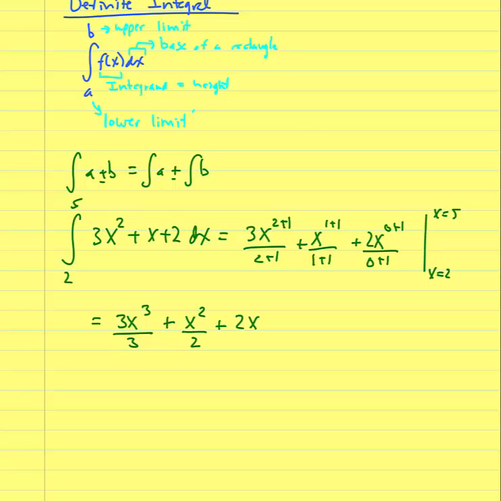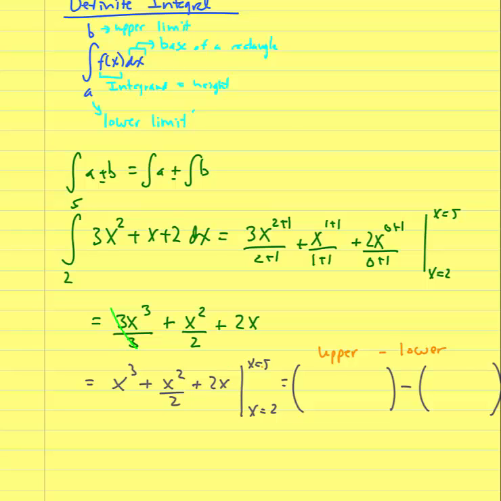This simplifies. The 3's cancel. And I'm left with x cubed plus x squared over 2 plus 2x. And this is evaluated from x equal 2 to x equal 5. I always take my upper minus my lower. These always need to be in parentheses because a big mistake that ends up happening is the negative sign doesn't get distributed and we have a mistake there. So again, this is always going to be my upper minus my lower.